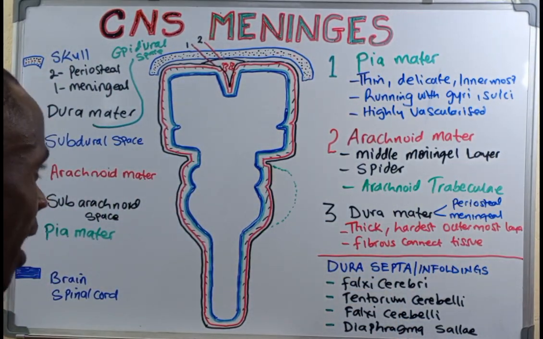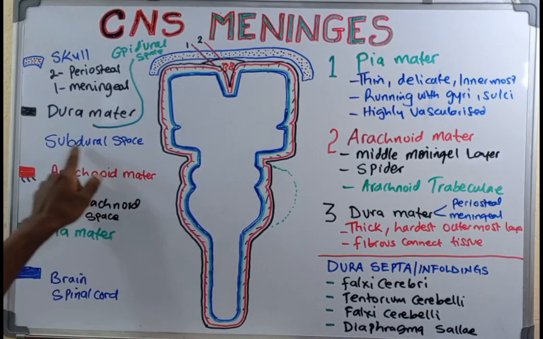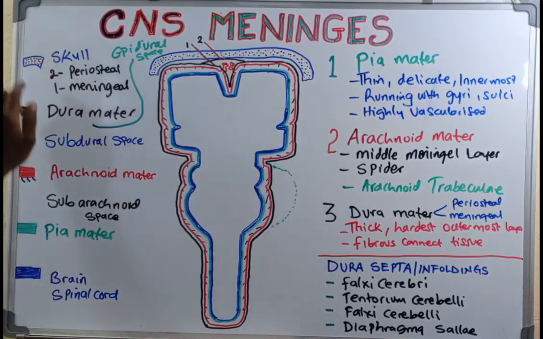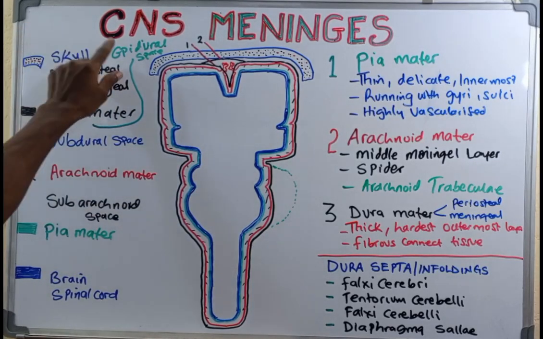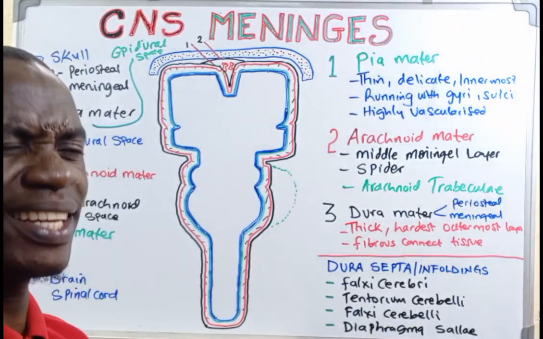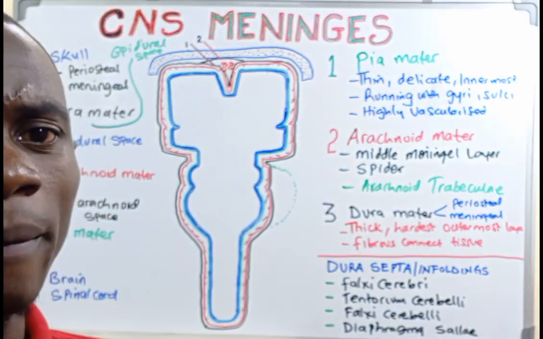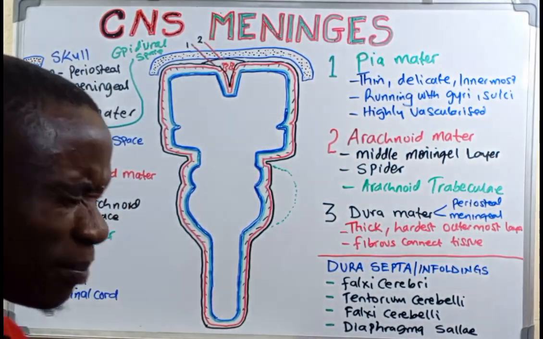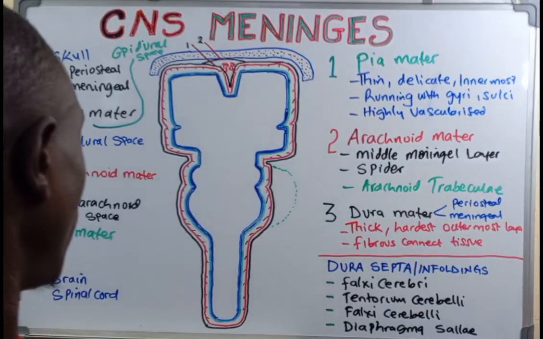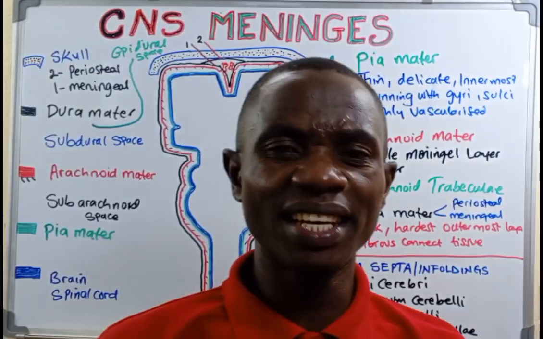And then, of course, we said that the space between the dura mater and the arachnoid mater is the subdural space, which is a potential space. And the space between the dura mater and the skull is the epidural space, which is also a potential space. These spaces are not so much visible. They are only visible in pathological conditions, whereby there's some kind of bleeding. Okay. So now this has come to the end of CNS Meninges.